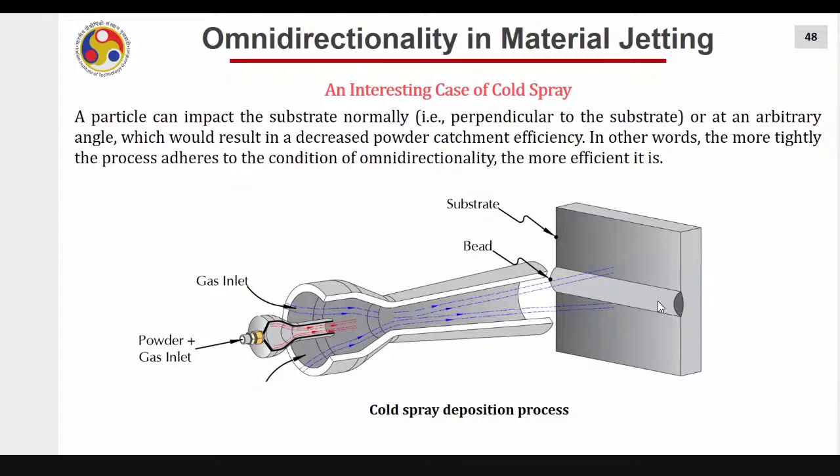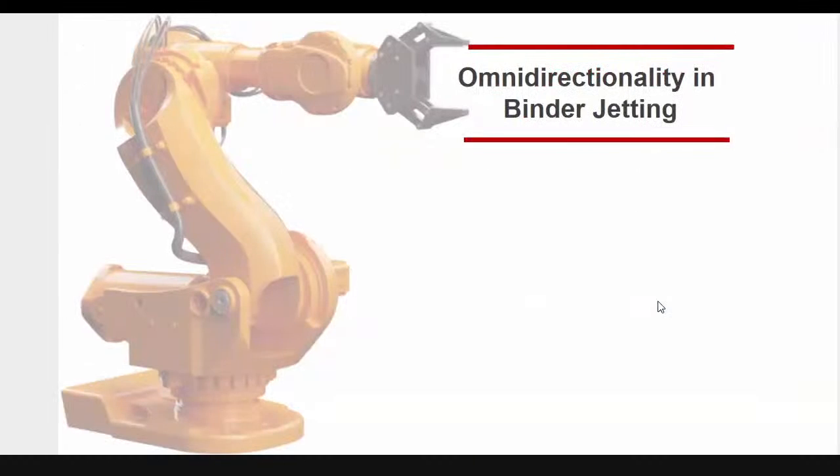An interesting practical case is cold spray. A particle can impact the substrate normally, that is, normal to the substrate, or at an arbitrary angle, which would decrease the powder catchment efficiency. In other words, the more tightly the process adheres to omnidirectionality, the more efficient it will be. So always when you design the system, think about this omnidirectionality. You may not see its benefits and disadvantages now, but if you think about it, you can increase the efficiency of your process.